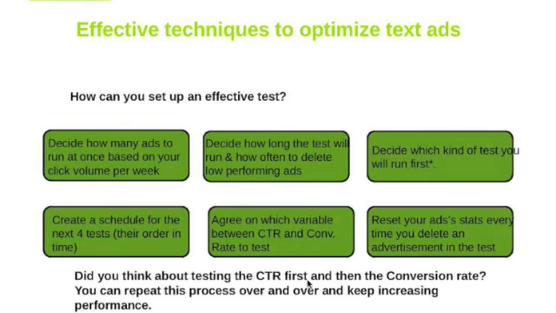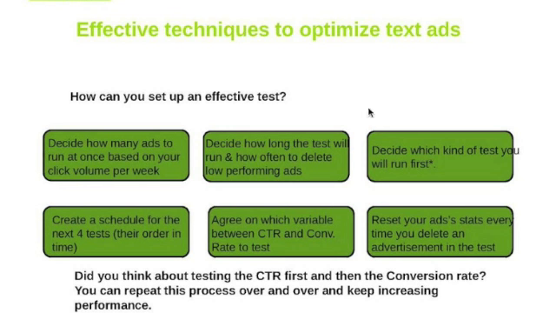So in order to set up a proper test, you need first of all to decide how many advertisements you should run at once based on your click volume per week. So if you have a click volume of 1000 clicks per week, you can test more advertisements than a click volume of 100 clicks per week. So you also need to decide how long the test will run and how often you're going to delete low performing advertisements. So this means that you need to understand when it's time to optimize your test on a weekly basis. Also, you need to understand which kind of test you want to run first, based on the 5 elements that we described in the previous slide.